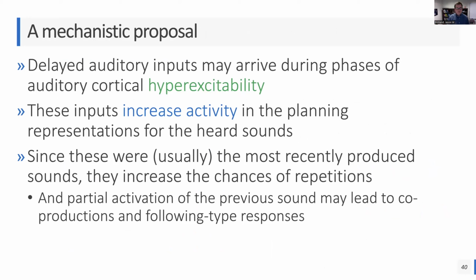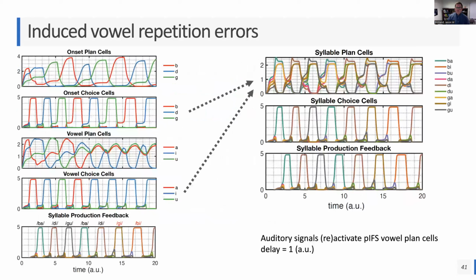And we've modeled this, I'll show you in just one second. Partial activations of those previous sounds could also directly lead to co-productions, like we think we're seeing in the EMMA studies, and following type responses, because instead of sending out one auditory goal, we're sending out a blend of two auditory goals, which would look like following the auditory feedback. So it explains a lot of what we think we're observing. And we've modeled it. There's a lot to see here.